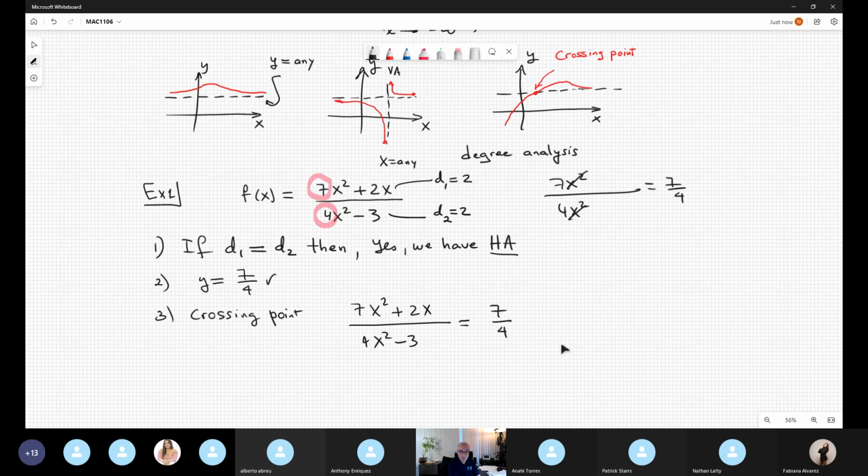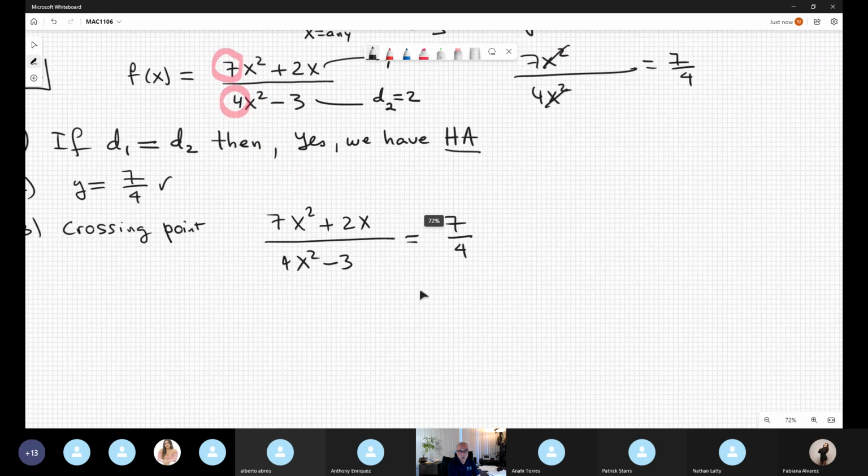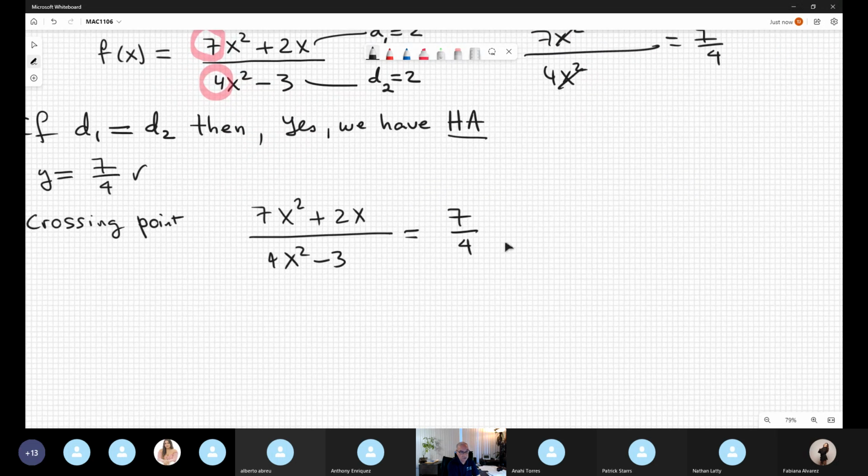Sometimes it happens that the equation I try to solve has no solution. That means that we have no crossing point. In this case, we have a solution. Let me try. This is easy. You apply cross multiplication, because it's a proportion. So you multiply 4 times 7x squared plus 2x equals 7 times parentheses 4x squared minus 3.